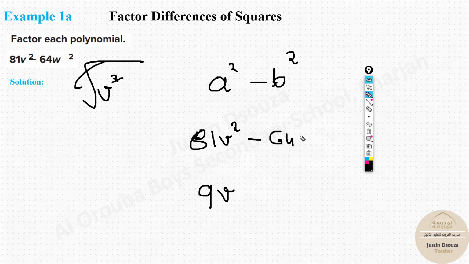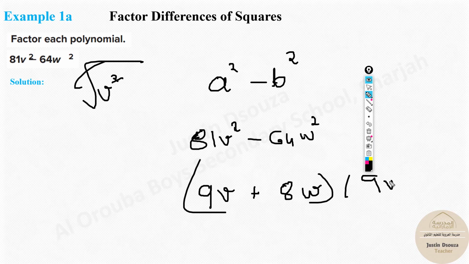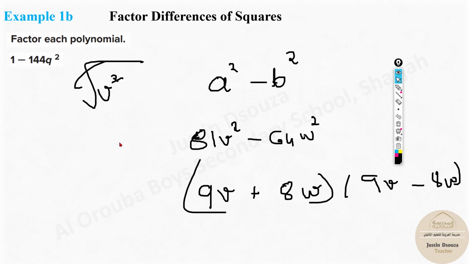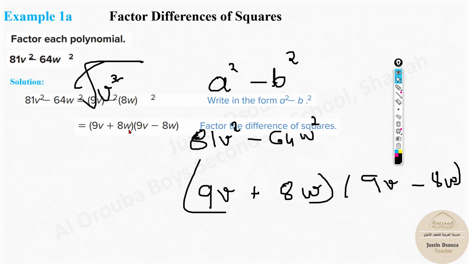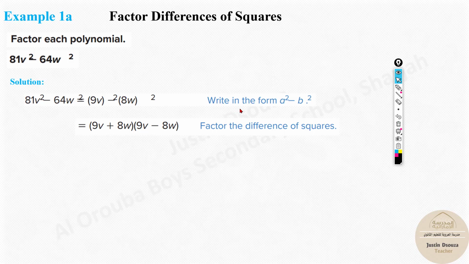Same way over here, 64w squared. Minus, don't write the sign over here now. Just write this other term. This is a. The b term will be 8w because root of 64 is 8 and the square root of w squared is w. You have to write this as plus and the same terms as minus. This is how we factor the special product. Now you can see the final answer, 9v plus 8w, 9v minus 8w. You can write this factor first and this as second. It's the same thing.